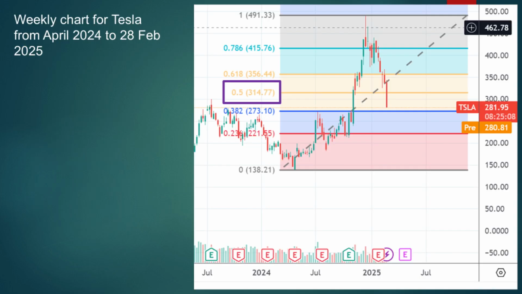I quickly took a look at the weekly chart for Tesla on TradingView. Fibonacci level of 0.5 is about $314. This may provide some resistance to my strike of $315.